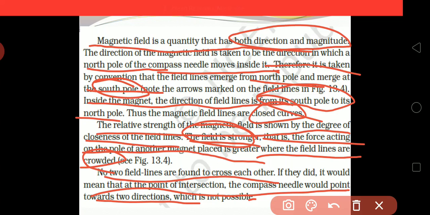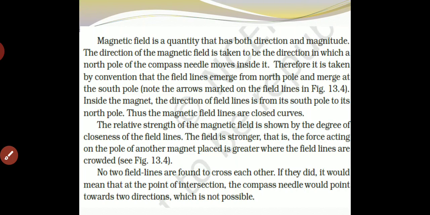If two field lines cross each other, then at that point of intersection, the compass needle would point towards two directions, which cannot be possible. Why? A compass needle can give only one direction. It will not give two directions, so it is impossible for a compass needle to give two directions.